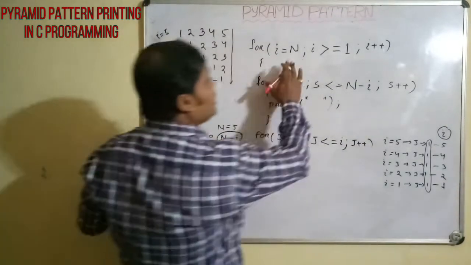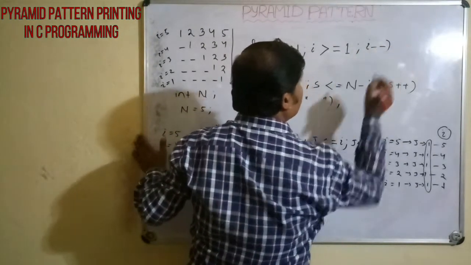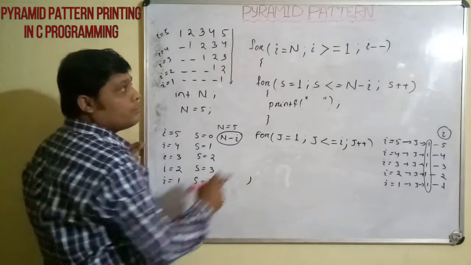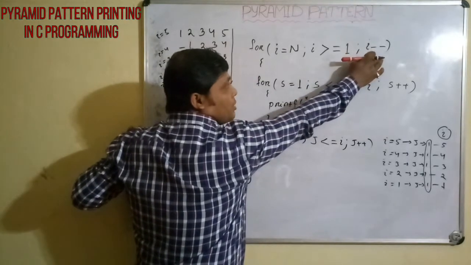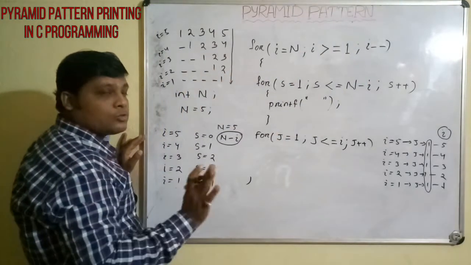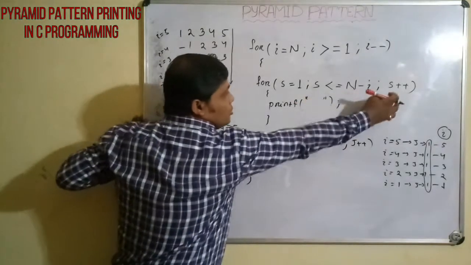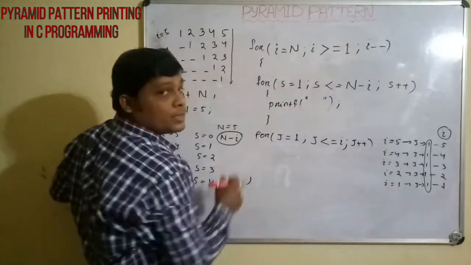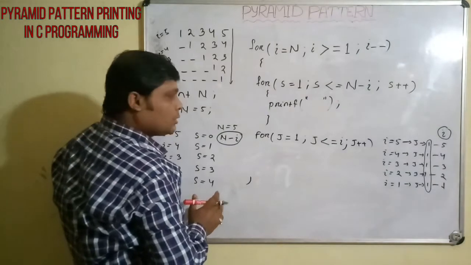Clear? This is n greater than equal to, so this will be minus minus, not plus plus. This will be minus minus, because there is greater than equal to. Understood? Now see, this is less than equal to, so this is plus plus. Less than equal to is plus plus, greater than equal to is minus minus. Decrement will be there as it is greater than equal to. Clear?